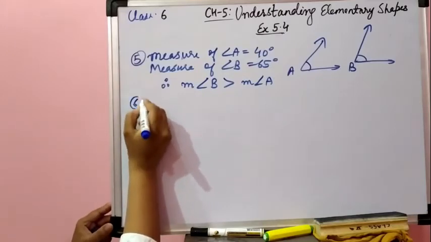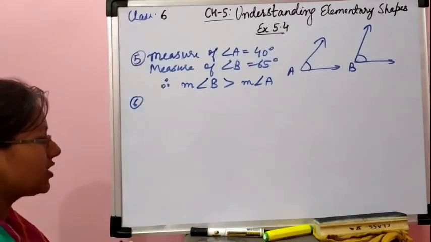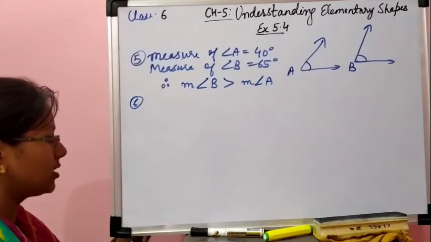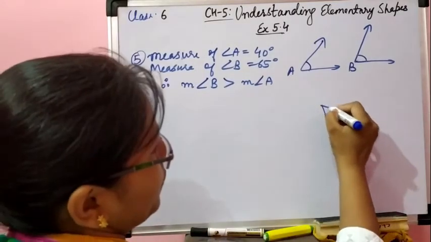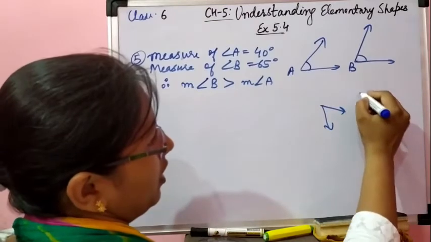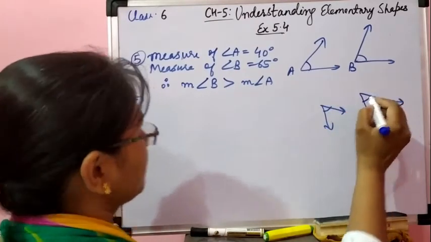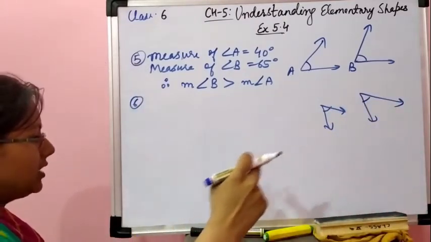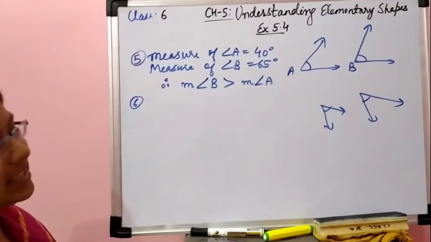The similar one is question number 6. In question number 6 also, there are 2 angles. This is one angle and this is one more angle. Now from these 2 angles, which has the larger measure?